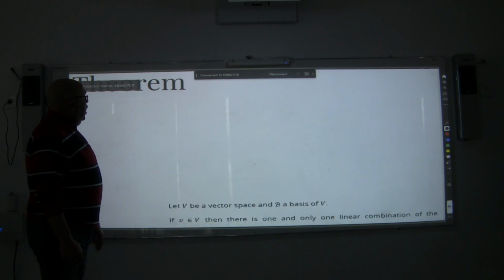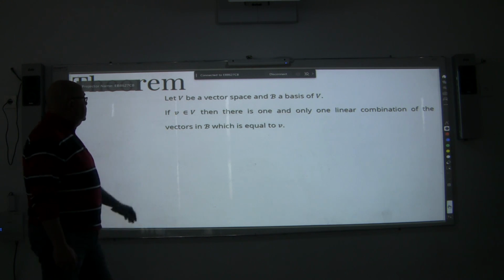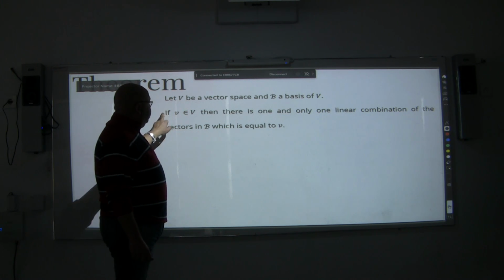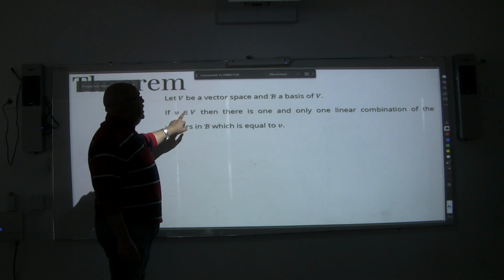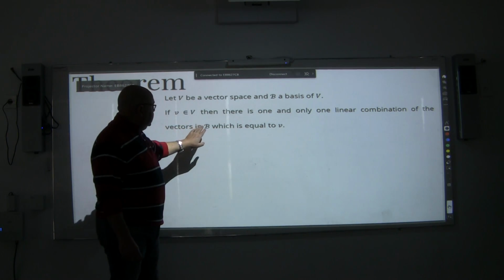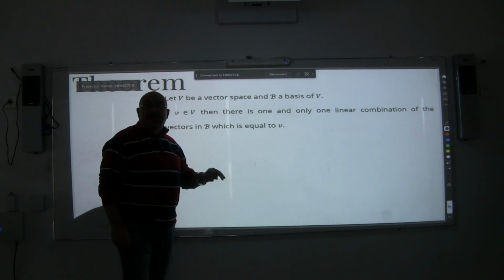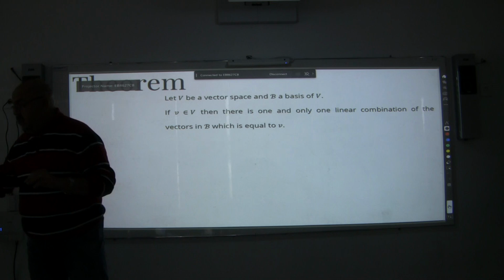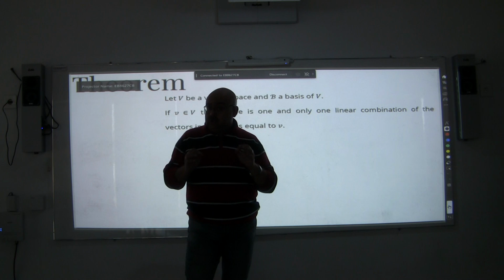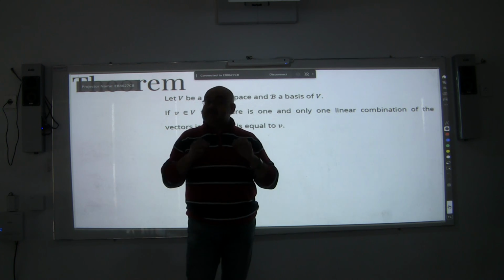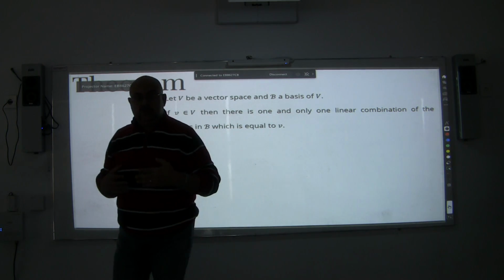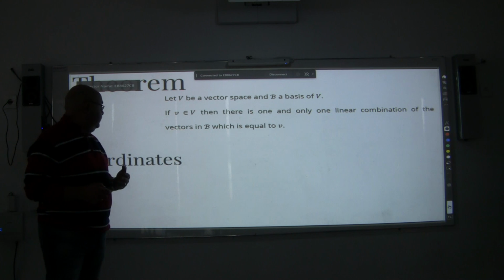Now, this theorem is really very important. Let V be a vector space and beta one of its bases. If v belongs to the vector space V, then there is only one linear combination of the vectors in beta which is equal to v. This confirms that for each vector belonging to V, there is just one specific linear combination, which means specific coefficients that you can use with these vectors to get your vector.